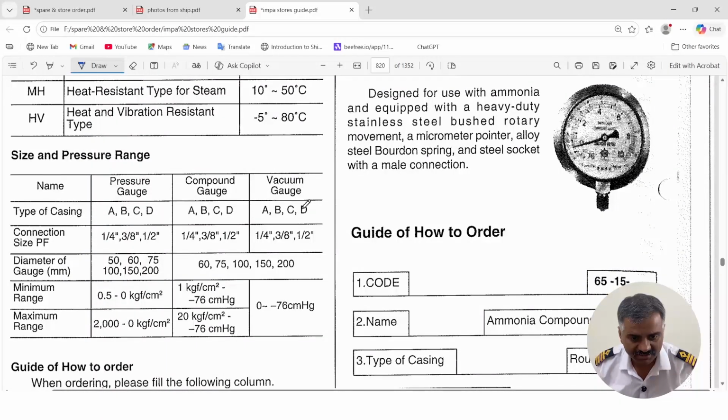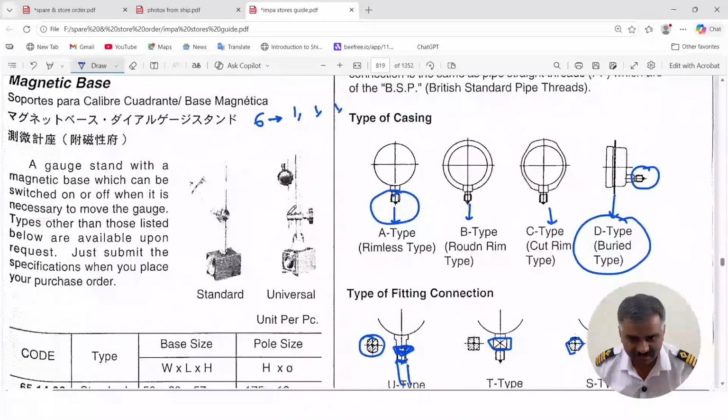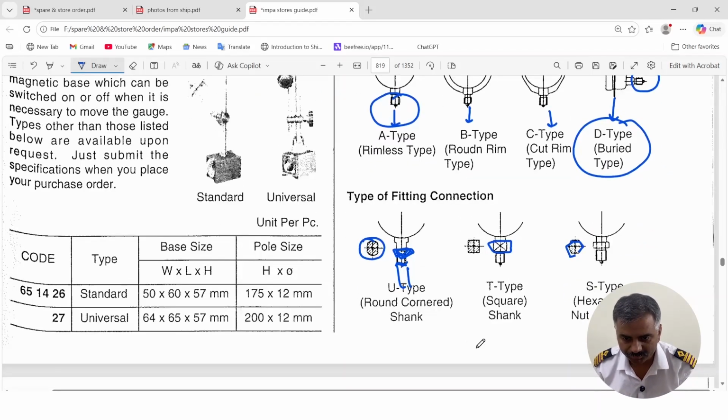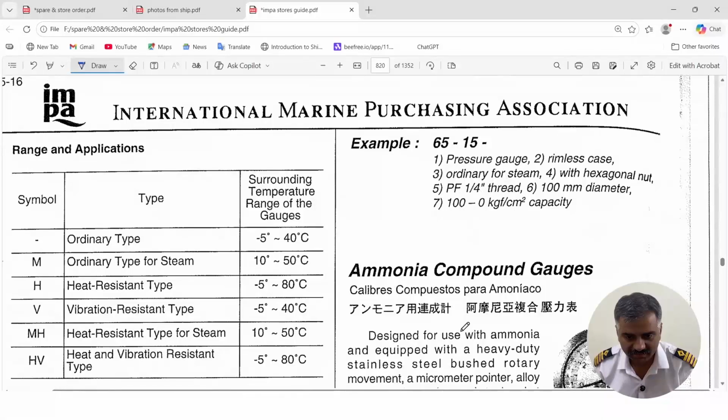Type of casing we have already seen: A, B, C, D type. A is rimless. Rim means this one, the outer boundary here on the gauge. B is rounded rim type, so one steel enclosure will be there on the top or the external part of the casing. Then there is C type of rim here, like this casing, and D is this one. There is no rim, but it has got a different type of connection from the perpendicular connection. So these are the rims.